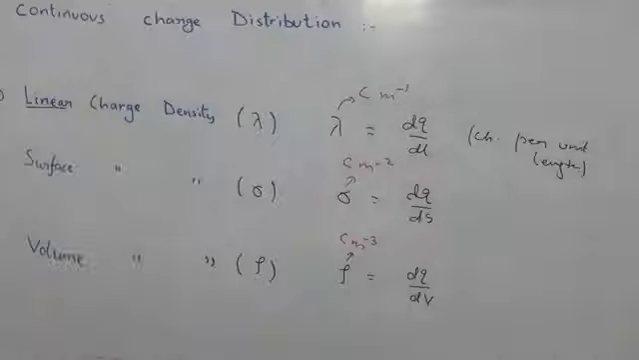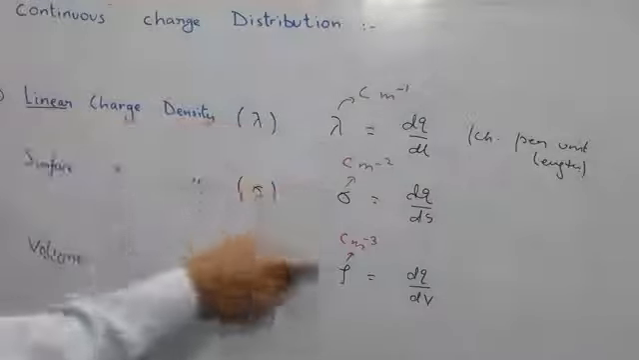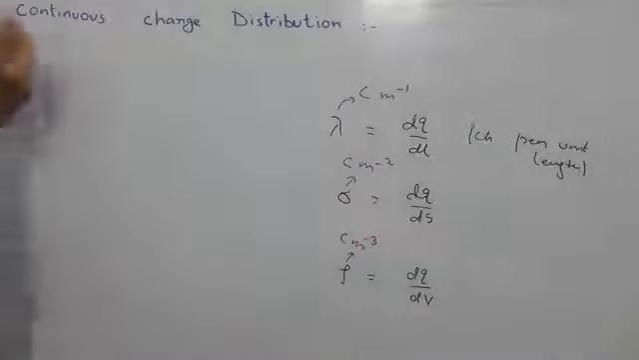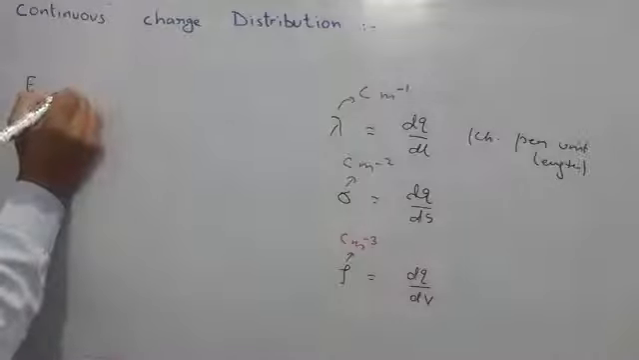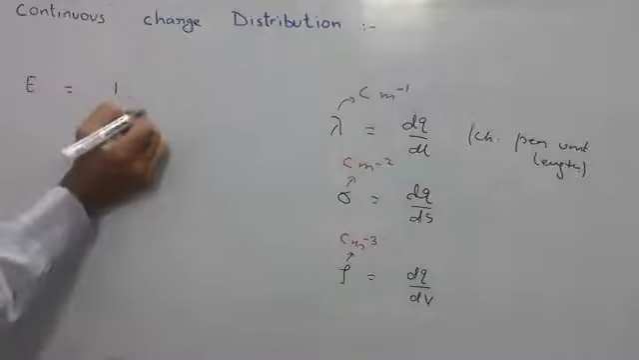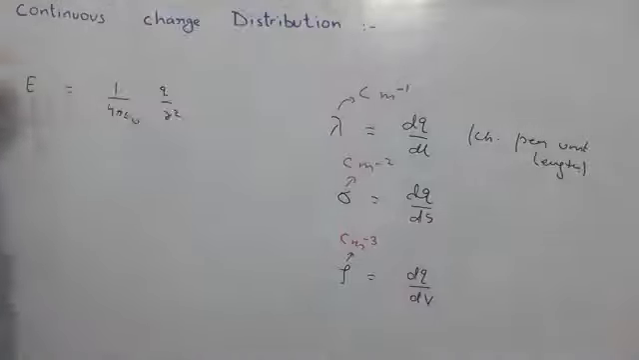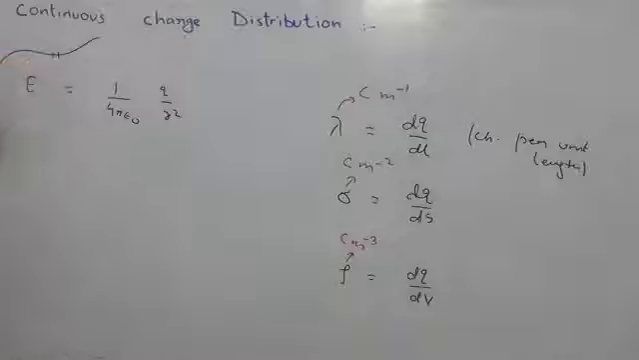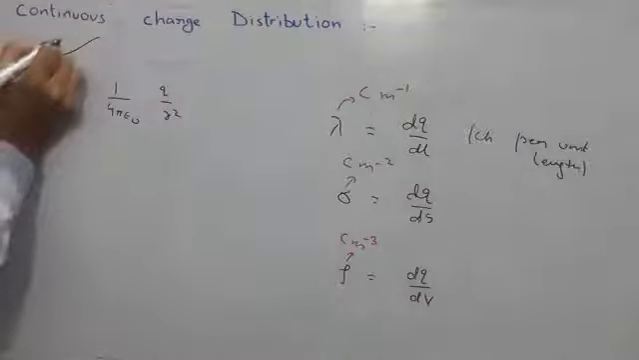Now, why is this important? When you write Coulomb's law, or when you write an expression for electric field due to continuous charge distribution, then we will need them. Just I'll give one example. The electric field, how do we write? Due to a point charge, we write it as 1 upon 4 pi epsilon naught q upon r square. But if you have a linear charge distribution, where charge is distributed uniformly over its length, then we take a small element and we will call it as dq.